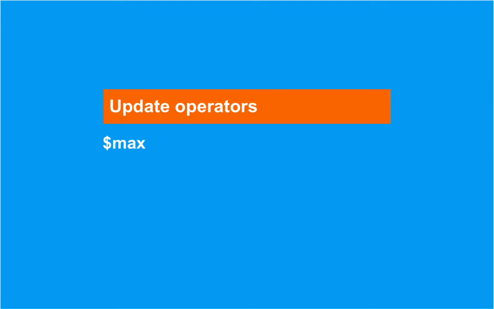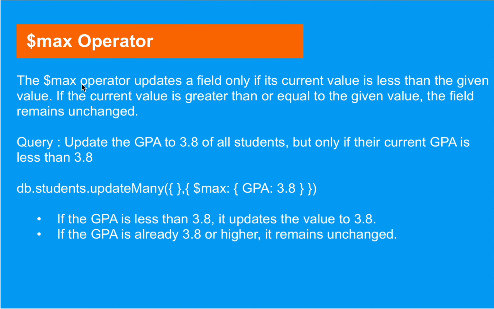In this video, we will learn about the $max operator in MongoDB. In MongoDB, the $max operator updates a field value only if its current value is less than the given value. If the current value is greater than or equal to the given value, the field remains unchanged.